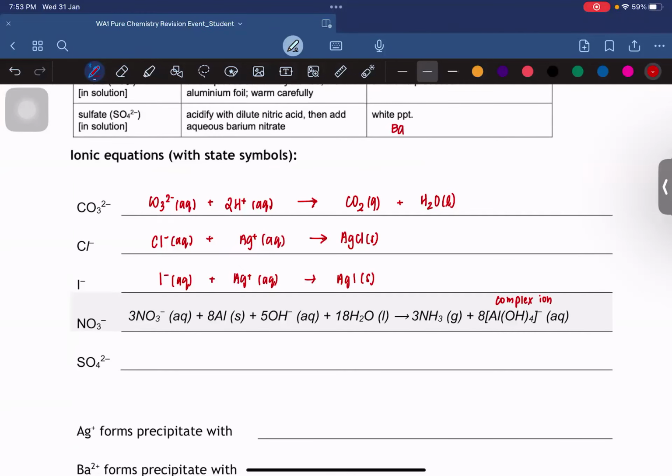If I use barium nitrate, the precipitate is barium sulfate. So I ask myself, what are the ions that form barium sulfate? Ba2+ aqueous together with sulfate. What's the sulfate ion? SO4 2-, correct. So these are the ionic equations you write for those specific reactions. Understand?